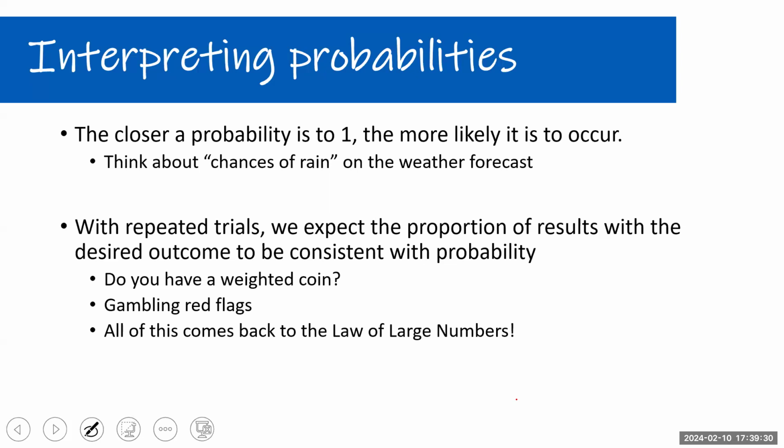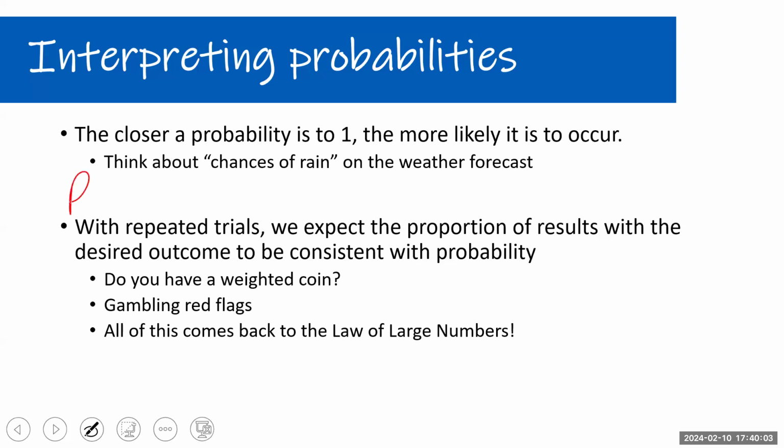So how do I interpret a probability? Well, the closer a probability is to 1, the more likely it is to occur. Again, chances of rain. If the weatherman says that there is a 10% chance of rain tomorrow, you'll probably be fairly comfortable walking out with no umbrella. However, if the weatherman says, hey, there's a 90% chance of rain tomorrow, you're probably going to grab your umbrella, right? So the closer a probability is to 1 or 100%, the more likely it is to occur.